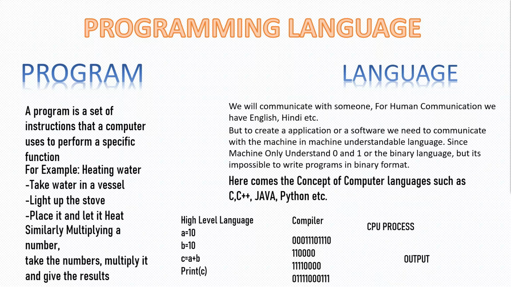It takes a set of instructions from a high level language to a machine understandable language and processes the data. The machine understandable language is also known as the low level language, which the CPU can process and give us the desired output. This is the main introductory part of the programming language.